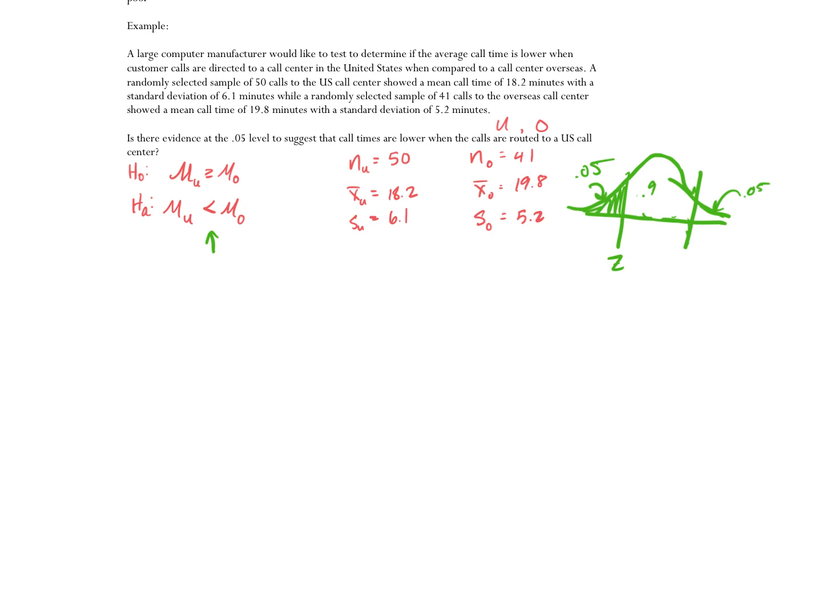When the alternative is not equal to, it's going to be two-sided, so it could be greater than or less than. And it's two-sided.